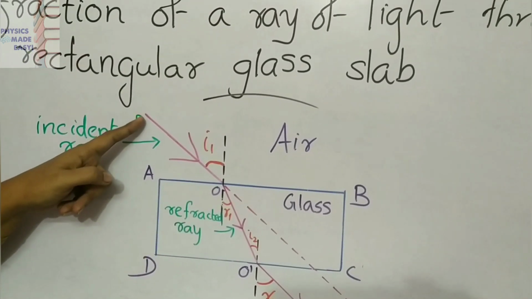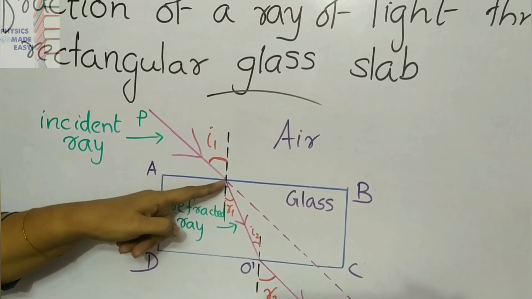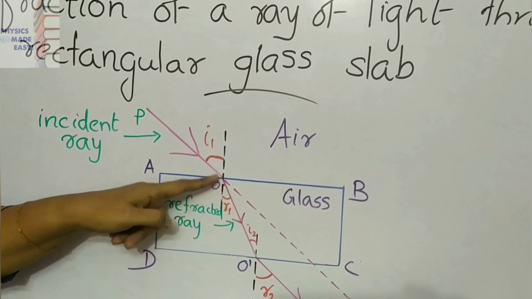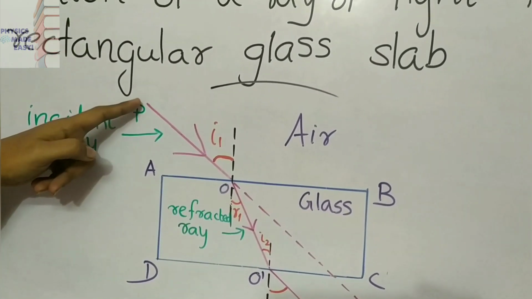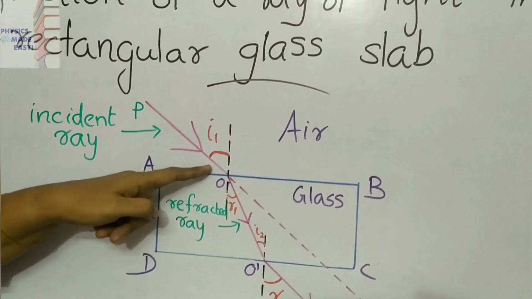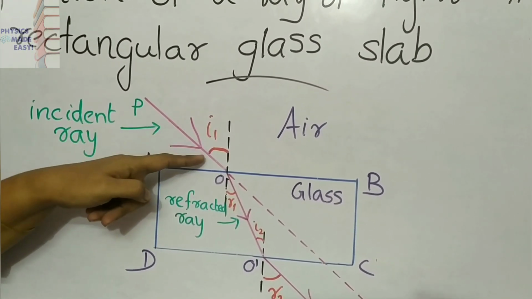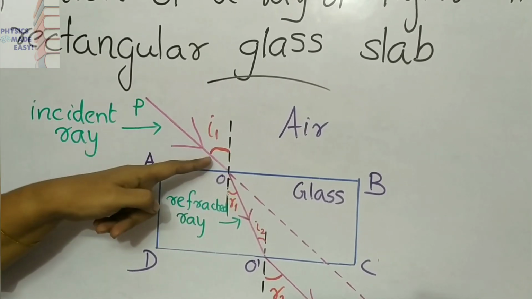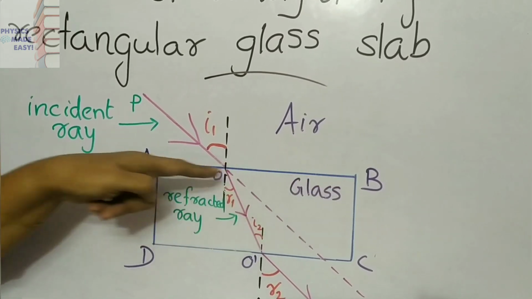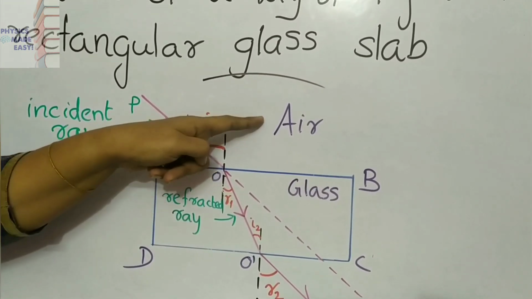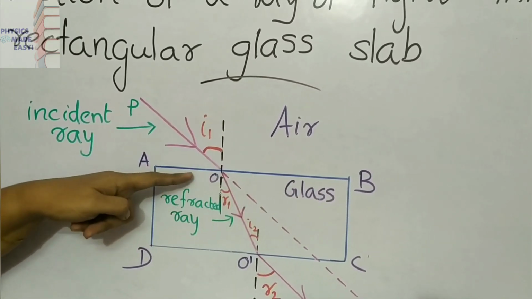Here you can see P and O. Here O is the point of incidence. We can take this PO as the incident ray. So this is the incident ray. When this incident ray is obliquely incident at this interface AB, interface AB means the interface of air and glass, what will happen to this ray?